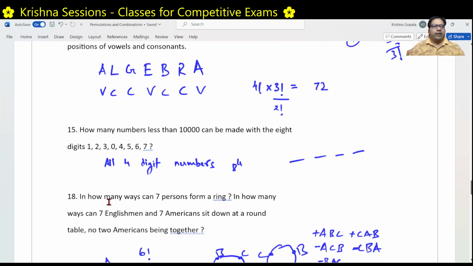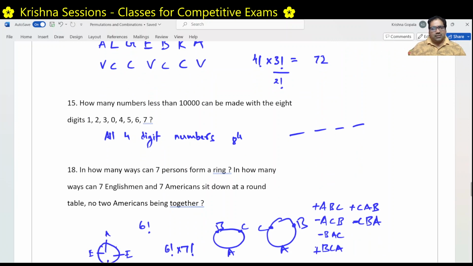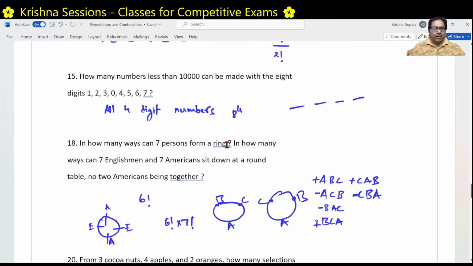In how many ways can 7 persons form a ring? So far we have not discussed rings. Rings are circular arrangements. Please note there is a difference between circular arrangement and linear arrangement. Because in circular arrangement, the number of options will reduce. Why? Because it's all a relative question. In linear arrangement, it is not relative.